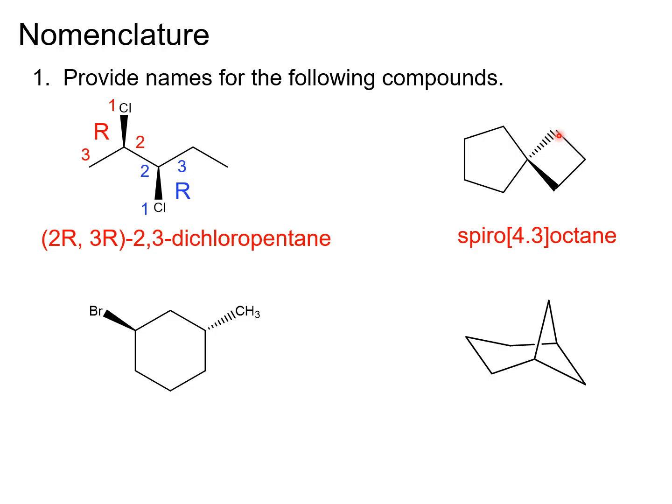Next one, same idea, right? So I see my asymmetric centers. We're going to go ahead and assign R and S here. So my bromine would be position 1, and this one here would be position 2.